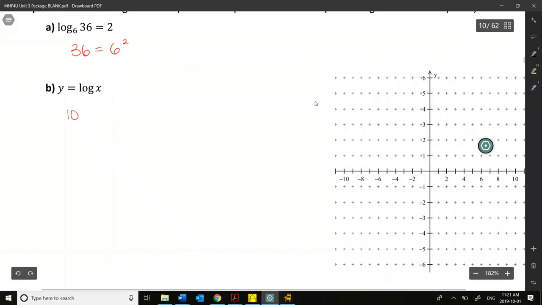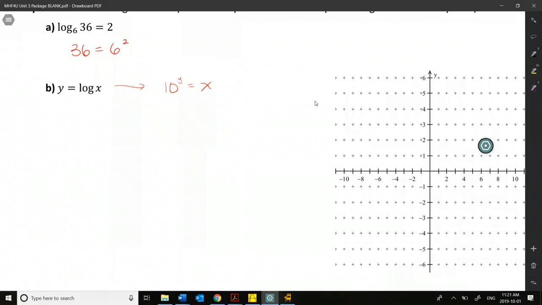10, no, where does the squared come from? Oh, wait, no, not x. Okay, so 10, what's the exponent? Y. Y equals x. Okay, now I wanted to show you guys this because there's a difference between finding an inverse function and switching into exponential form.